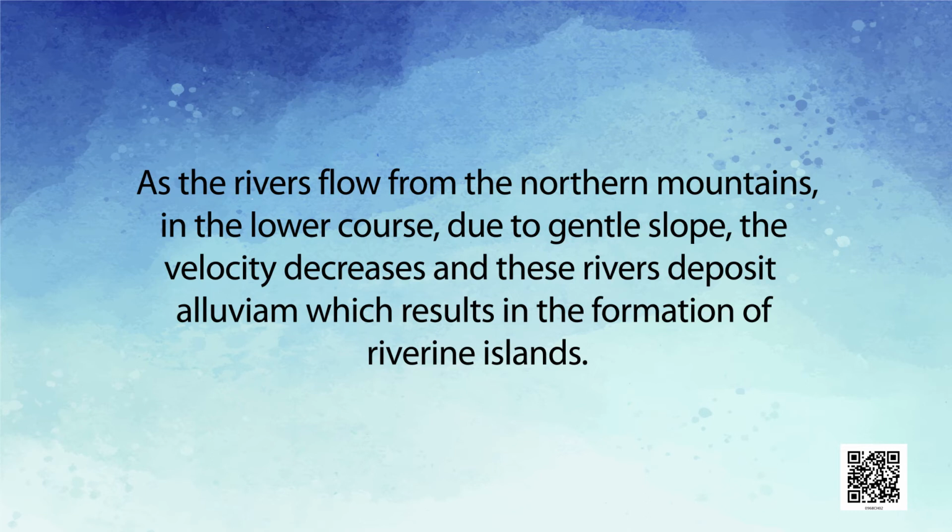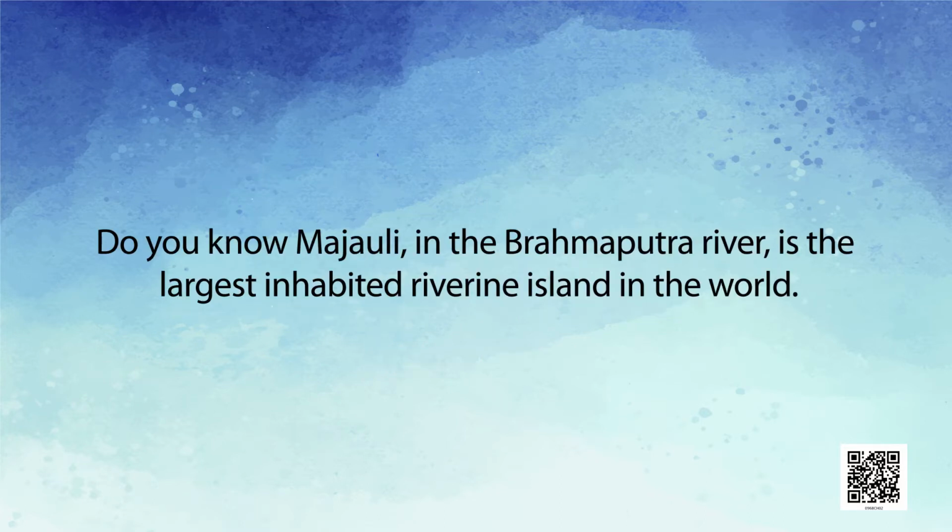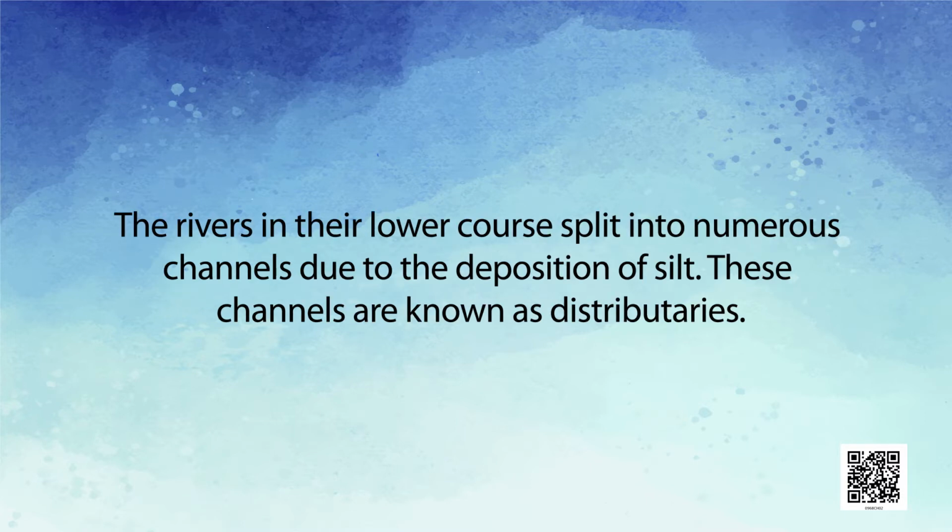As the rivers flow from the northern mountains, in the lower course due to gentle slope, their velocity decreases and these rivers deposit alluvium, which results in the formation of riverine islands. Children, do you know? Majoli in the Brahmaputra river is the largest inhabited riverine island in the world. The rivers in their lower course split into numerous channels due to the deposition of silt. These channels are known as distributaries.